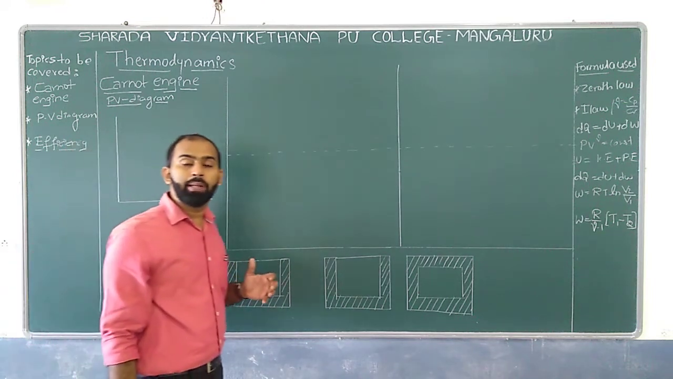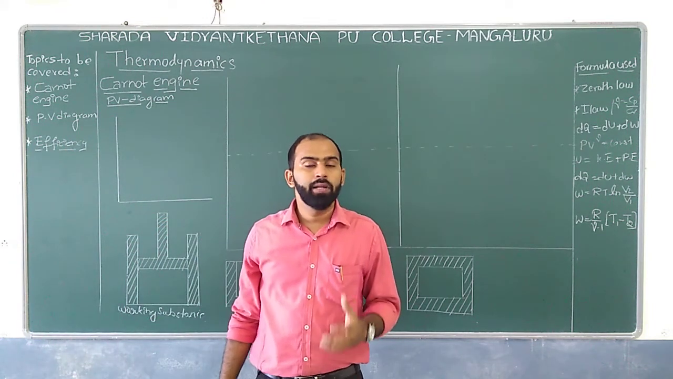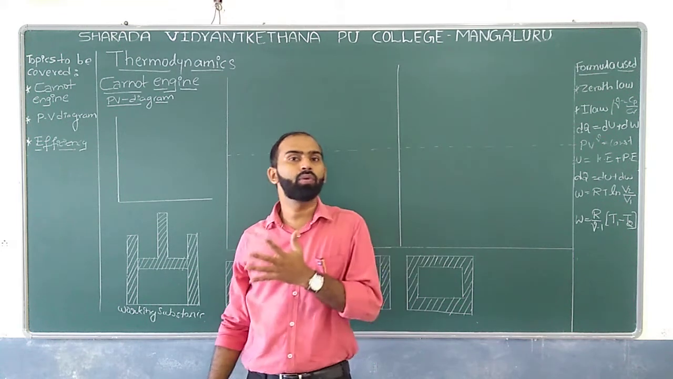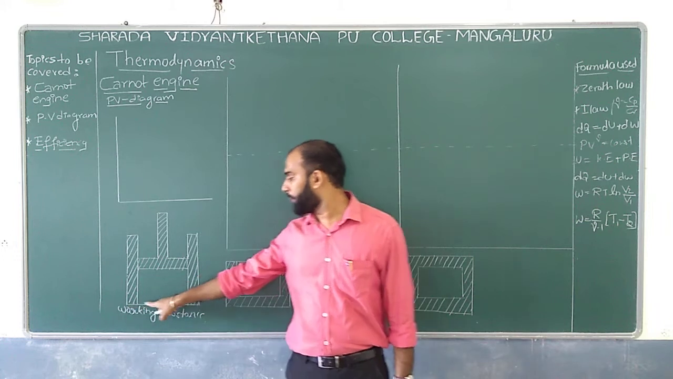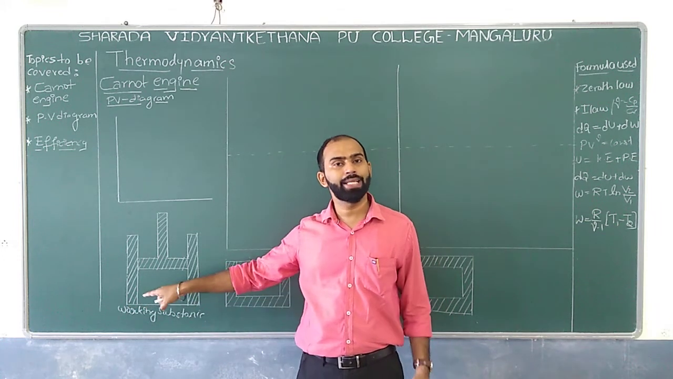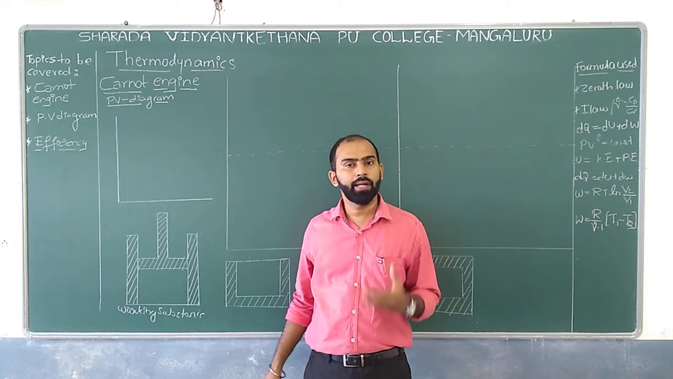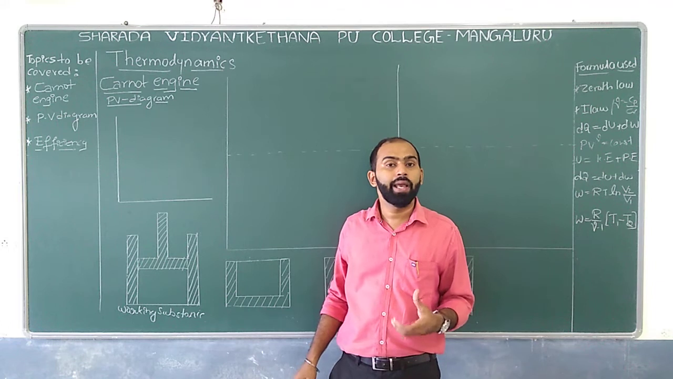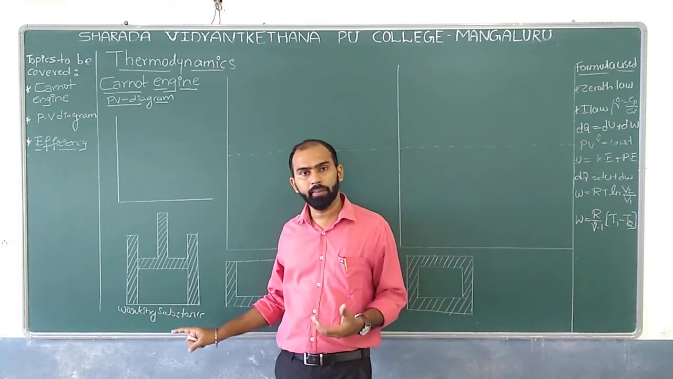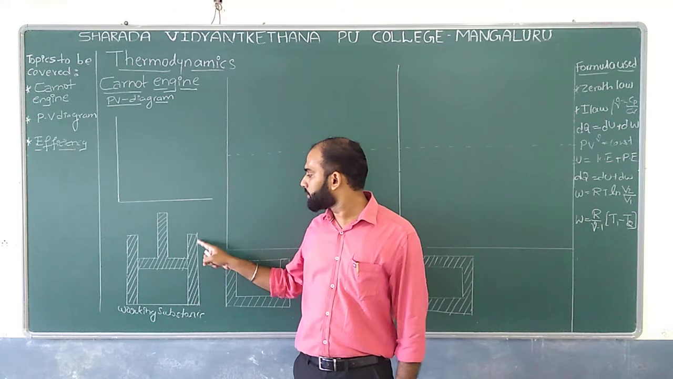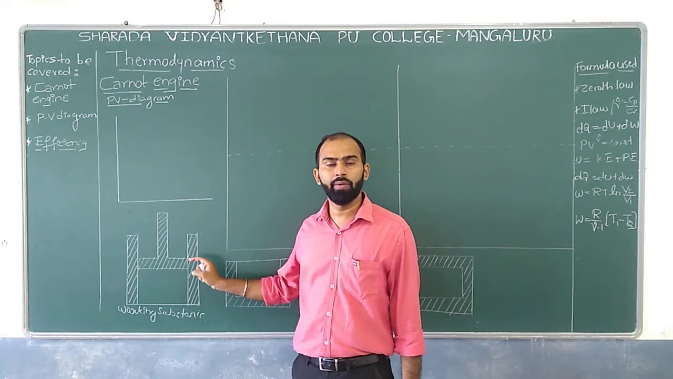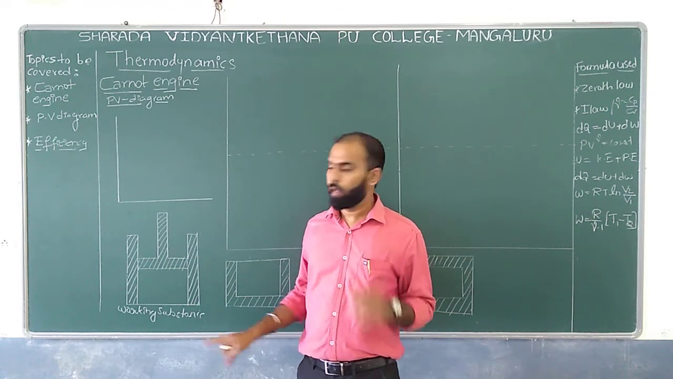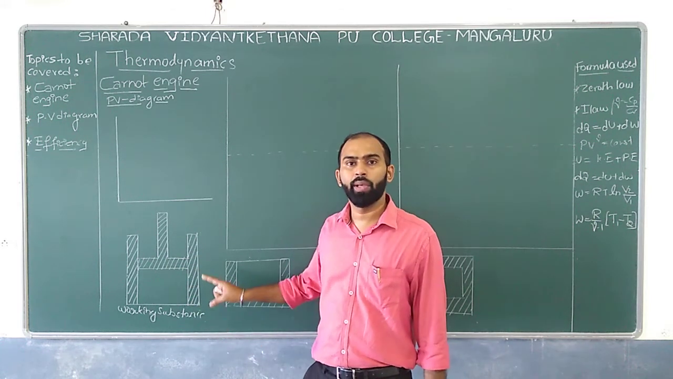By the way, what do you mean by adiabatic wall? It is a wall which doesn't allow heat to pass through. Similarly, the base of this working substance is made up of a conducting wall. What do you mean by conducting wall? A conducting wall allows heat to pass through. The zebra line which I have made here represents a diathermic wall. This is the working substance, and this is how exactly it looks.